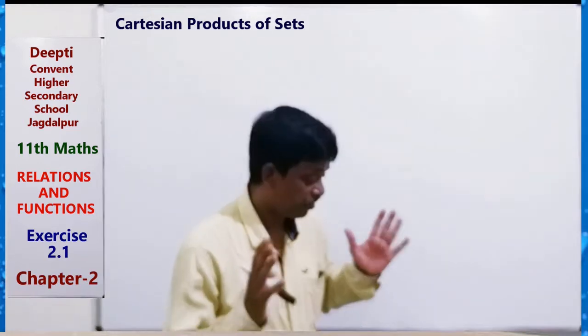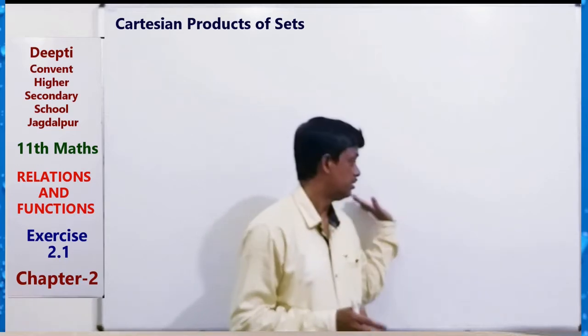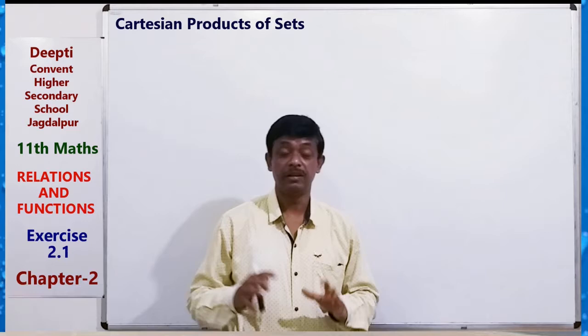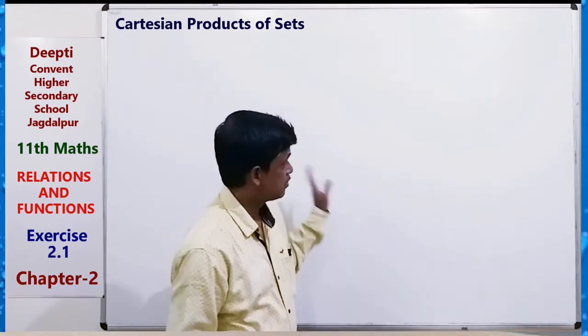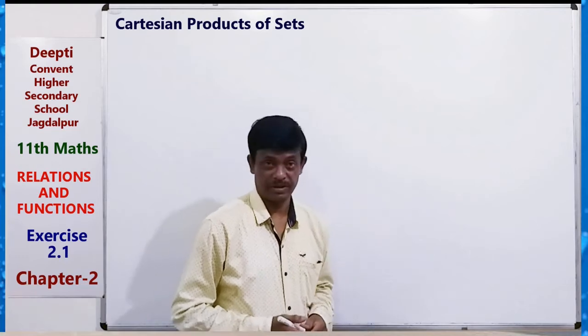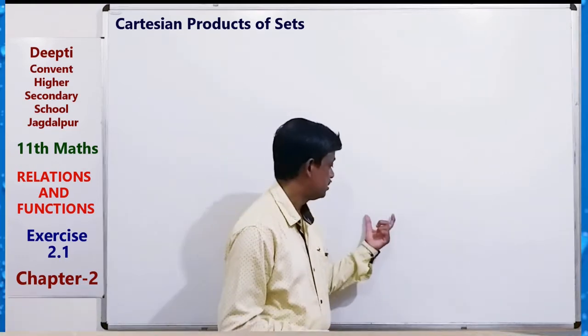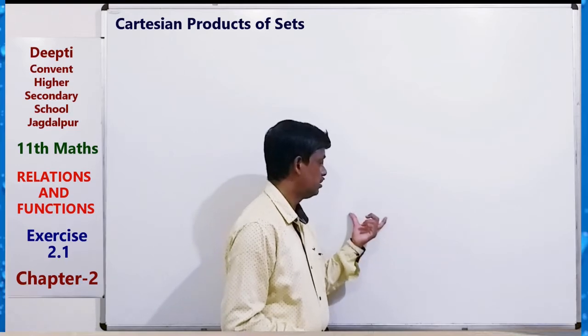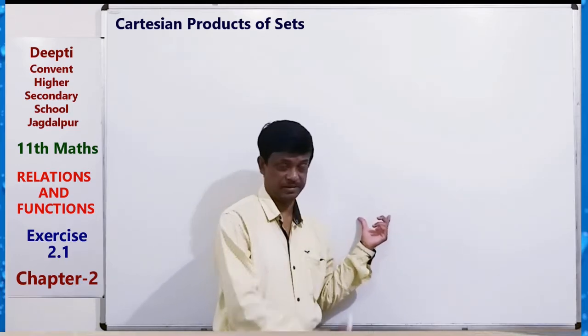How can we find the Cartesian product? How can we define it? What is the meaning of the Cartesian product? How many elements are there in a Cartesian product? For sets, the Cartesian product depends on ordered pairs. We know an ordered pair means two elements written separated by a comma in a particular order.